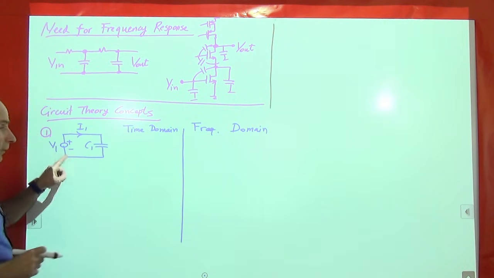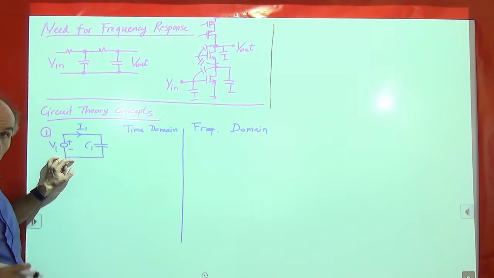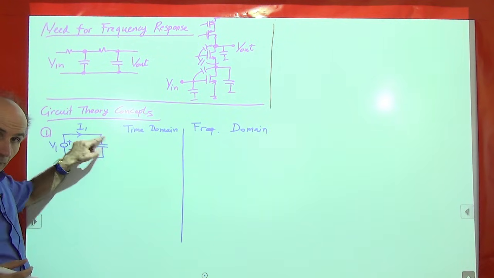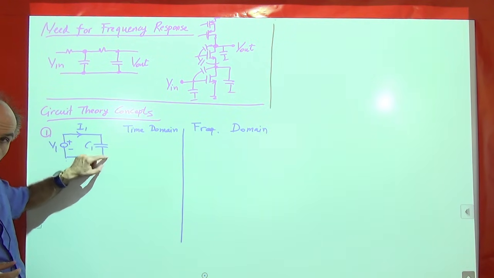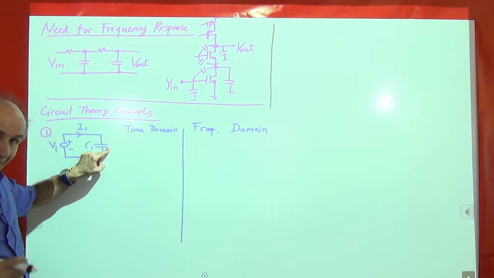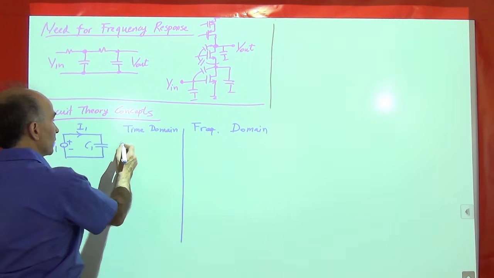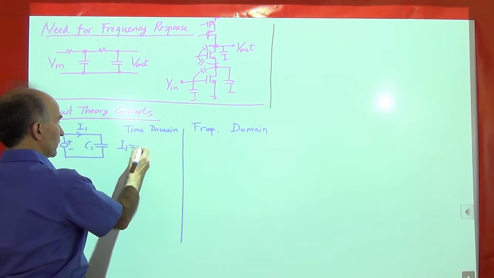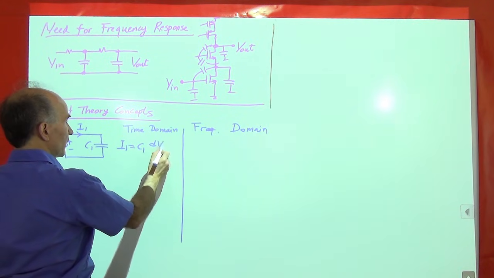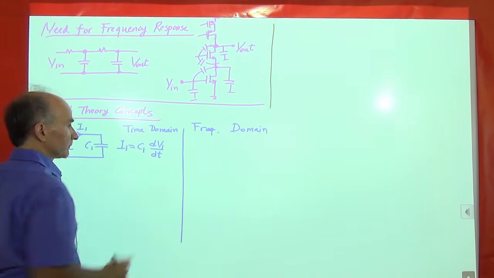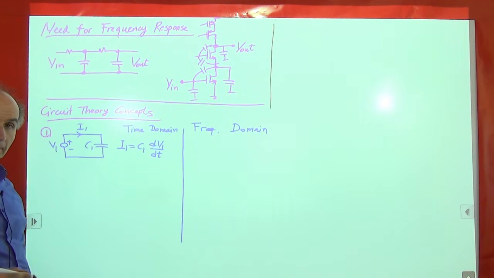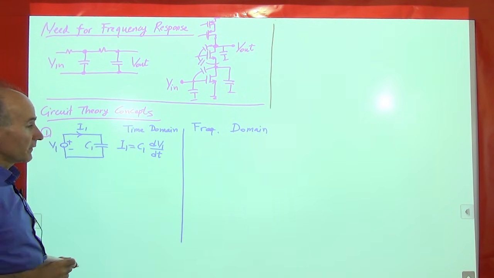All right, in the time domain, what do we know about the capacitor? Well, we know that the current flowing through the capacitor is equal to the capacitor value times the derivative of the voltage across the capacitor. So that's all we know. I1 is equal to C1 dV1 over dt.